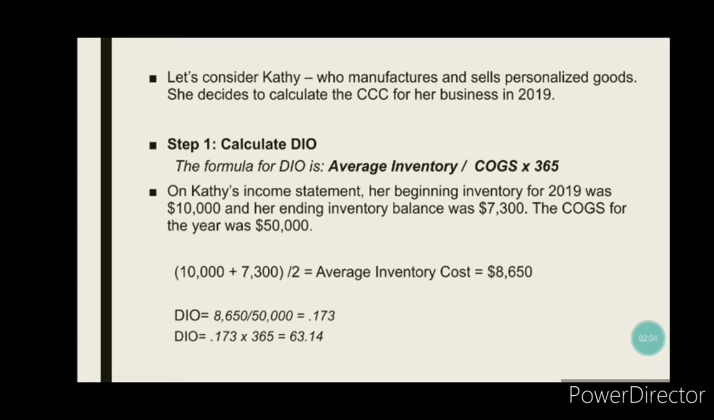Now, it's possible for Cathy to calculate her days of inventory outstanding. Ang average inventory niya is 8,650 divide yung COGS niya, which is 50,000, is equals to 0.173. 0.173 times 365 is equals to 63.14. So this means it takes Cathy approximately 63 days to turn her inventory into sales.